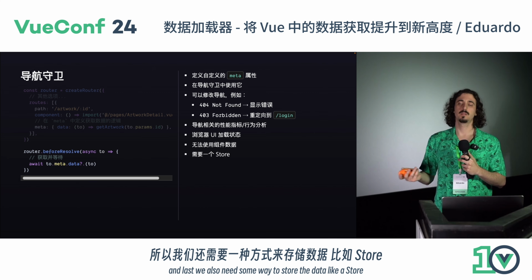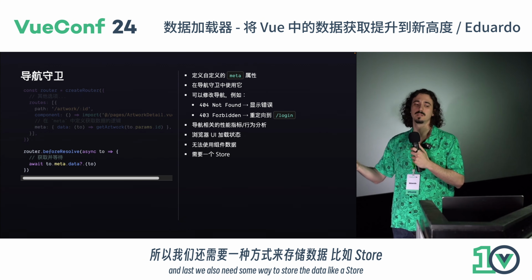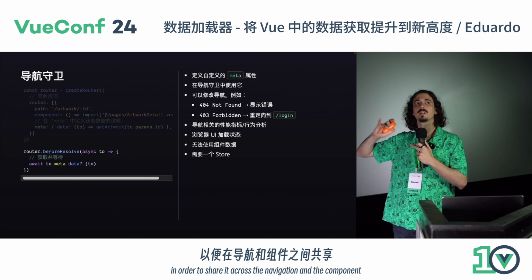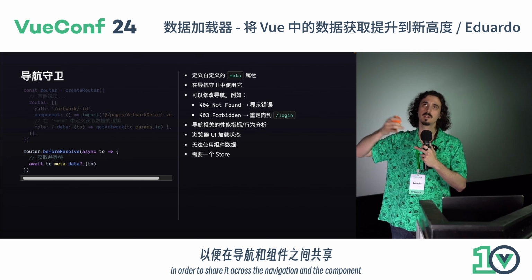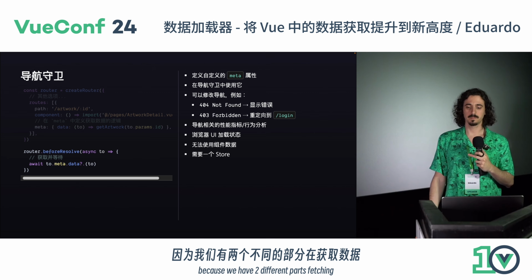And last, we also need some way to store the data, like a store. So we need to put the data that we fetch in the store in order to share it across the navigation and the component, because we have two different parts fetching.